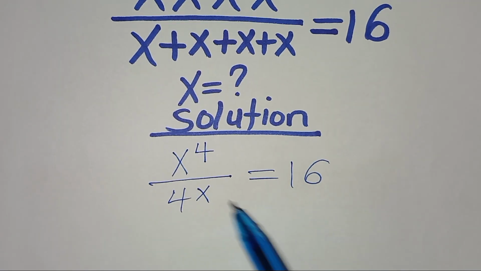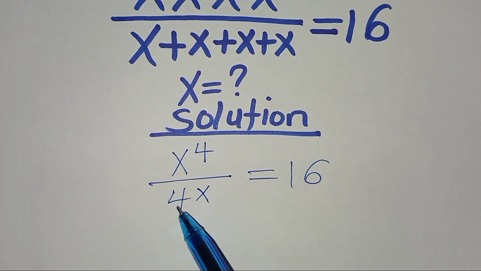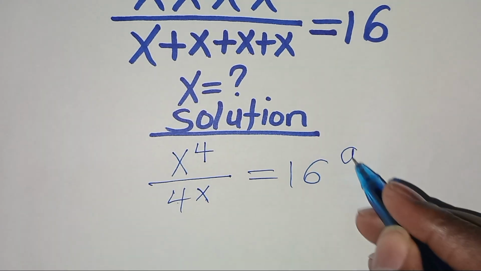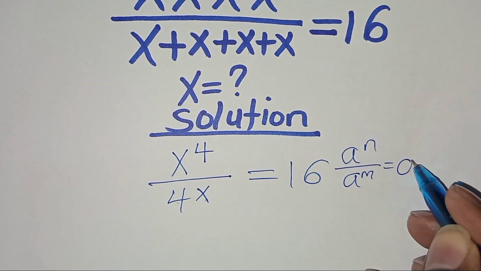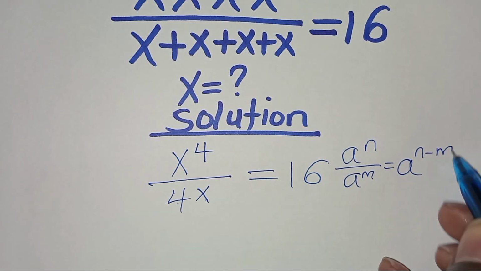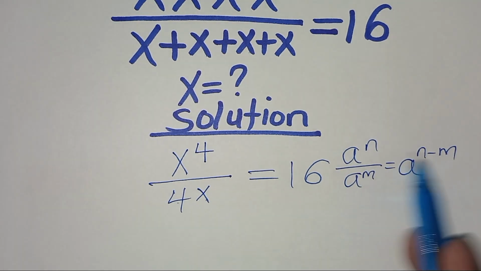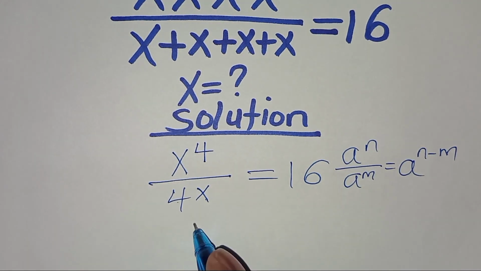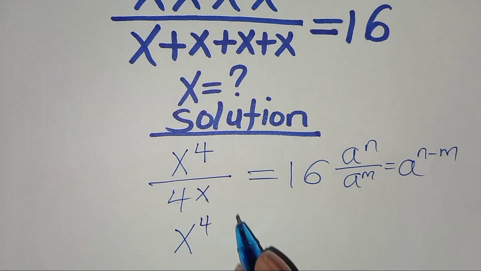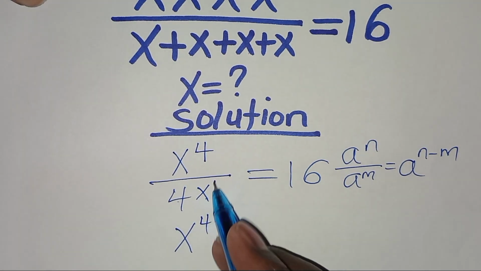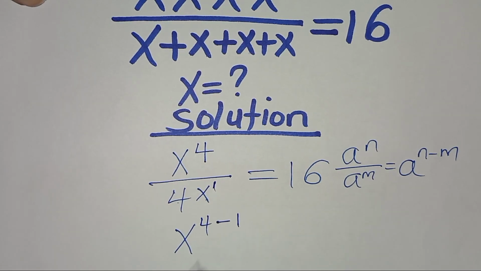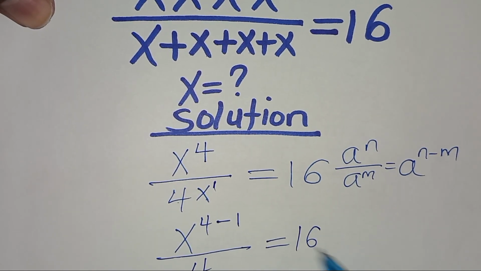The next step here, we find that x to power 4 divided by 4x. This is in the form of a to power n divided by a to power m, which we can express as a to power n minus m. Applying this identity, we'll have x to power 4 minus 1, divided by 4, this is equal to 16.